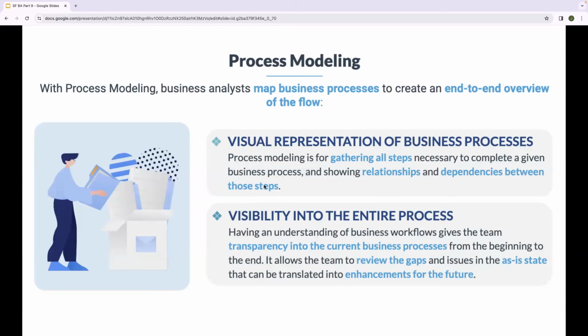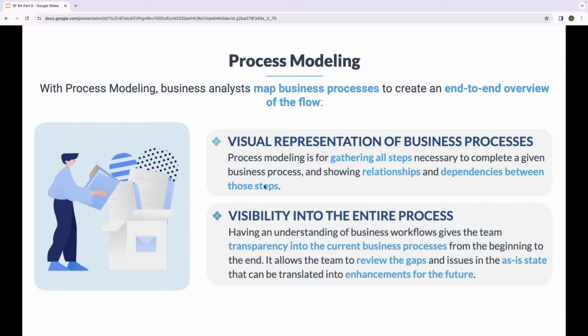Process modeling. With process modeling, business analysts map business processes to create an end-to-end overview of the flow. Visual representation of business process. Process modeling is for gathering all steps necessary to complete a given business process and showing relationships and dependencies between those steps. Visibility into the enterprise process.